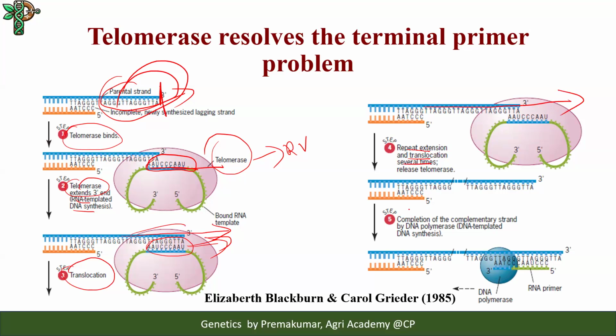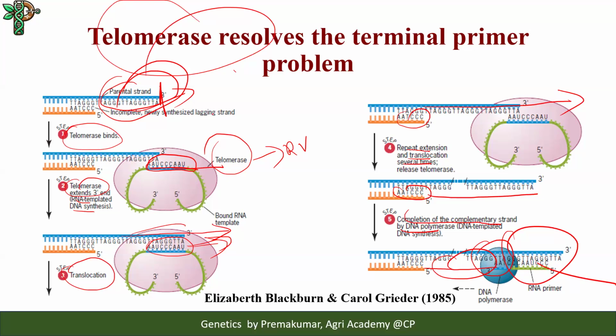Then after that, the completion of the complementary strand by DNA polymerase, where this DNA polymerase will synthesize the extended part like this. Then your DNA polymerase again will synthesize and fill this gap. Then again this extended part will be removed. This is how the end replication problem is solved by the telomerase enzyme.